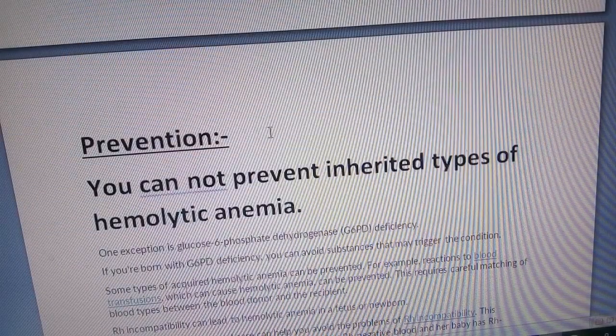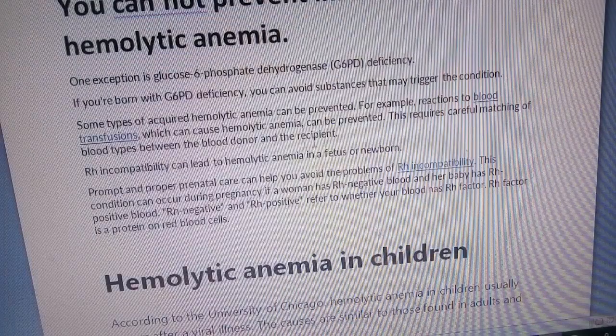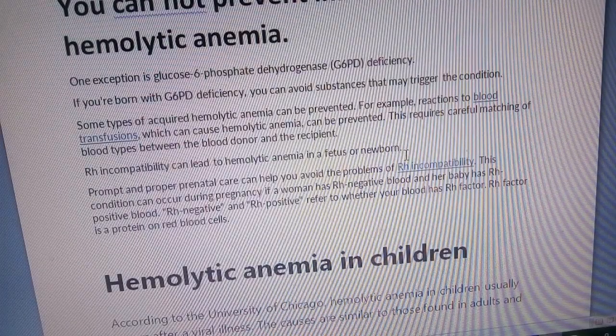What is the prevention? You cannot prevent inherited types of hemolytic anemia. One exception is glucose 6-phosphate dehydrogenase deficiency. If you are born with G6PD deficiency, you can avoid substances that may trigger the condition. Rh incompatibility can lead to hemolytic anemia in a fetus or newborn.